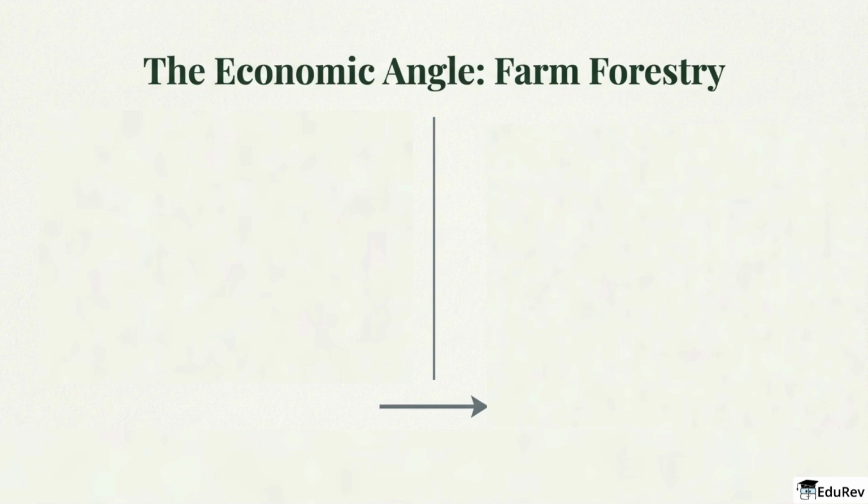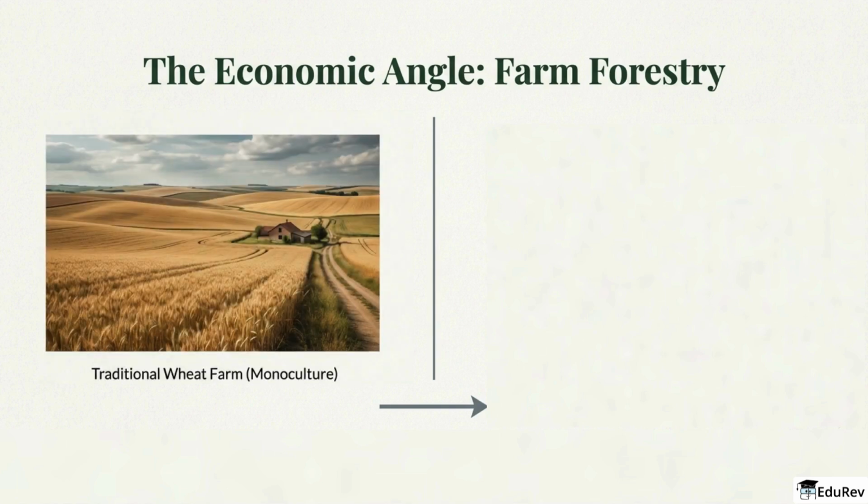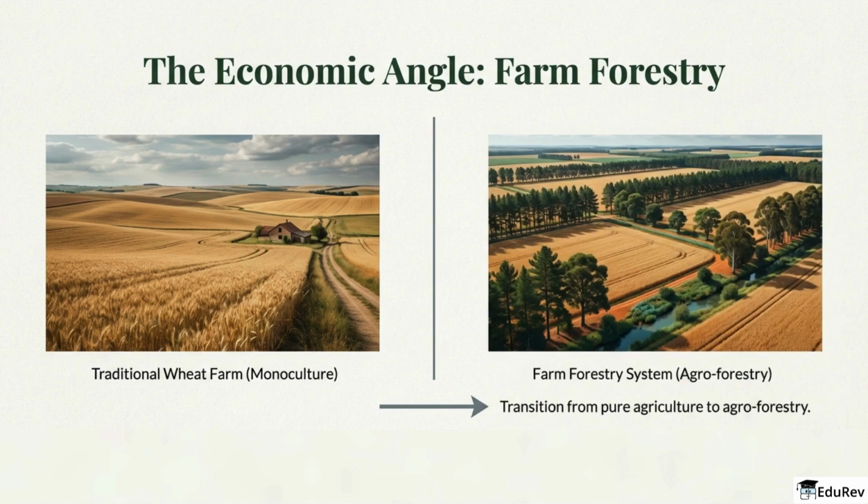Farm forestry. The contrast is simple. On one side, you have a traditional wheat farm, which is basically monoculture, growing one crop repeatedly over a large area. On the other side, you have a farm forestry system, also called agroforestry. Agroforestry means agriculture and trees are combined on the same farm landscape.